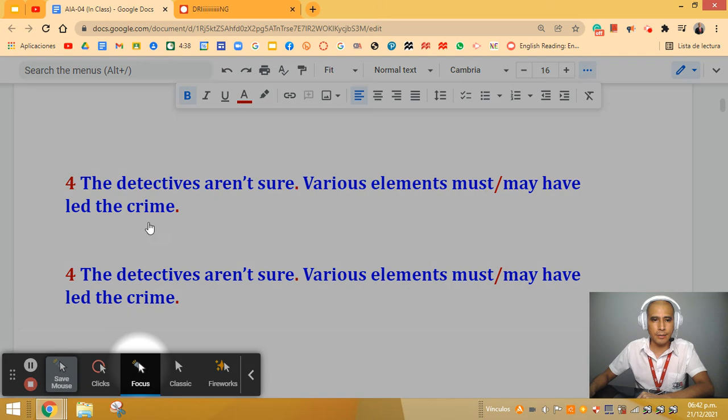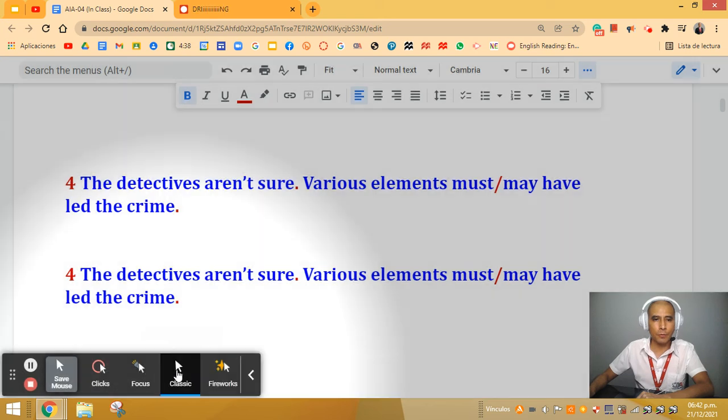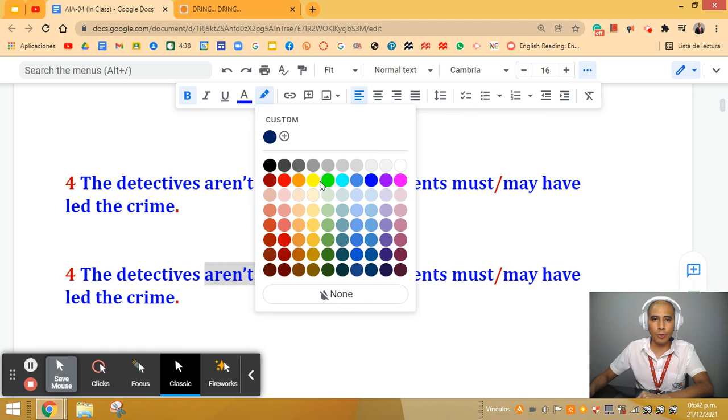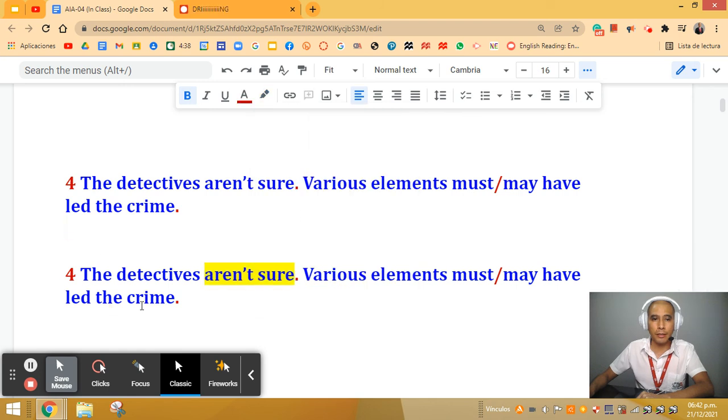So let's analyze it. Here it says, the detectives aren't sure various elements. Option number one, must; option number two, may have led to the crime. Sorry, led the crime. So let's find keywords here. The keywords would be aren't sure. I'm going to highlight them. I'm going to use yellow color. The detectives aren't sure. Various elements.